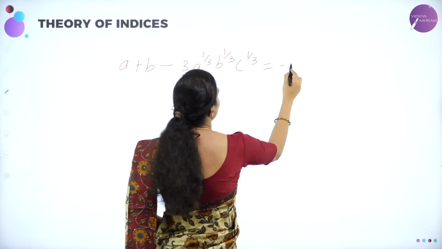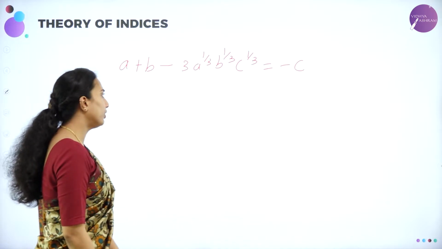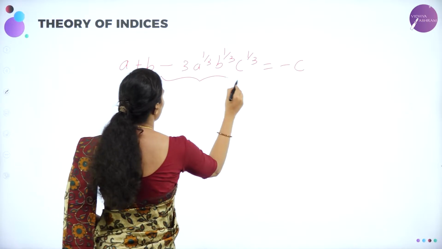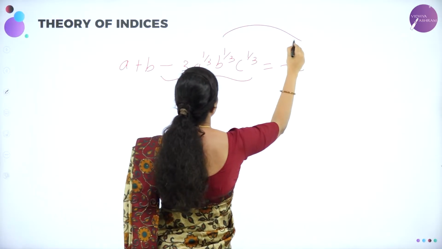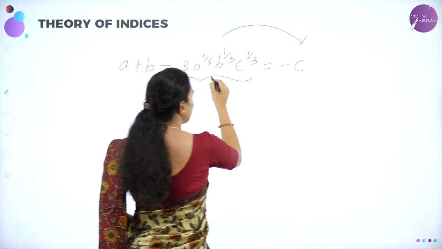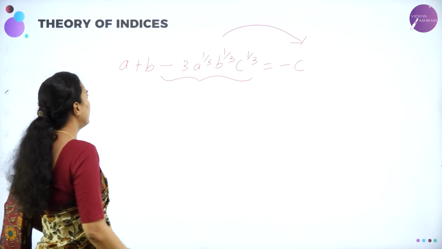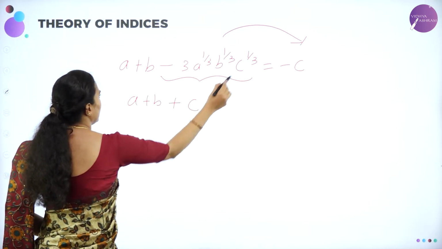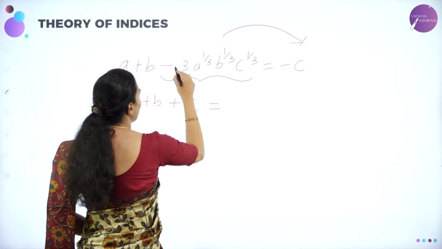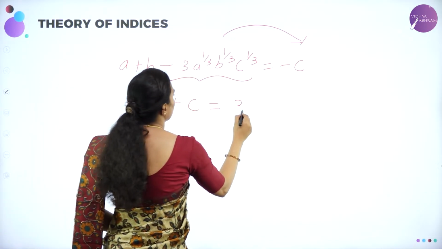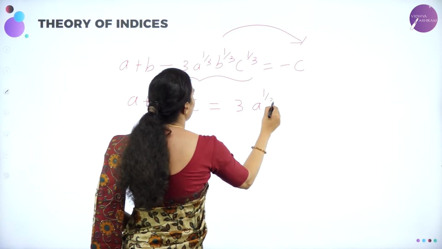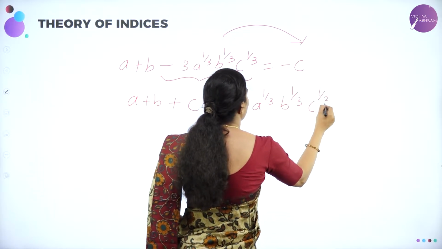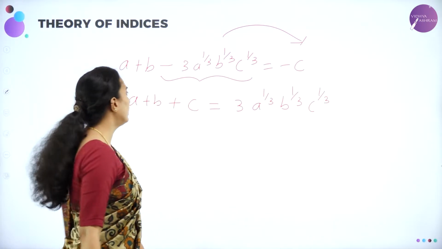Minus c. So what am I going to do here? I am going to take this whole term to the right hand side and this c to the left hand side. So what will it become? a plus b plus c will be equal to, minus will become plus, 3 a to the power of 1 by 3 b to the power of 1 by 3 c to the power of 1 by 3.